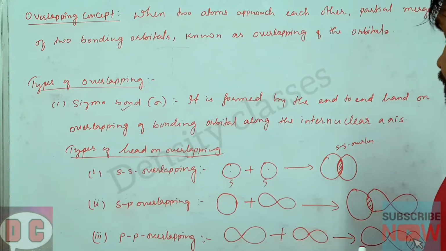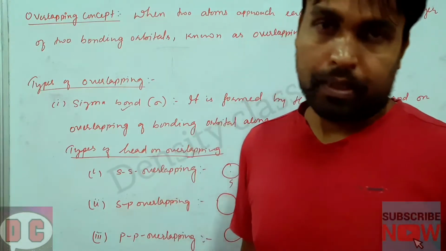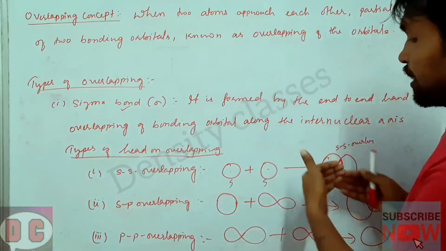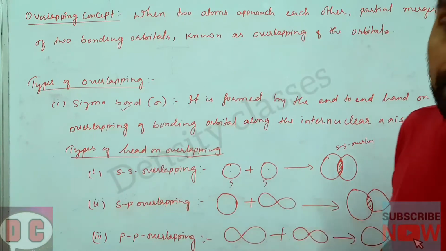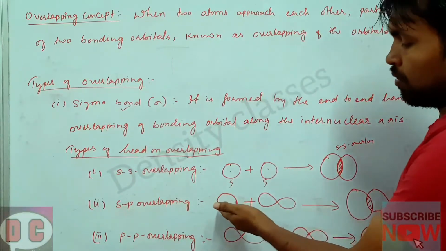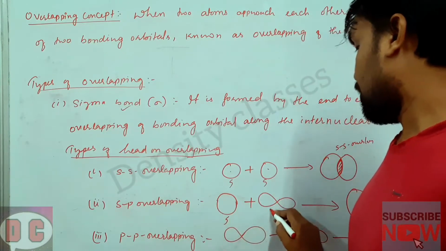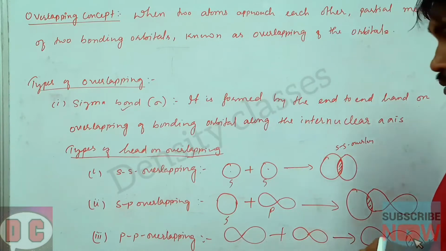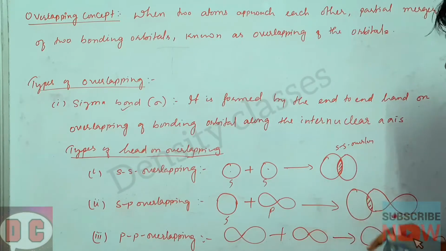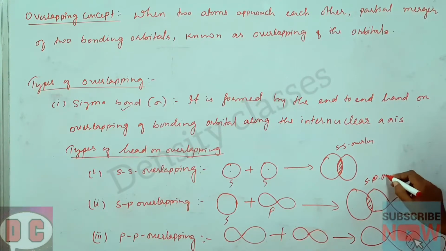The bigger the region of overlapping, the stronger the bond will be. Dear students, again I'm telling you, the more the region of overlapping, the more the strength of the bond. The second one is SP overlapping. Here one orbital is S and another orbital is P. When this S and P orbital overlap with each other, they lead to the formation of a sigma bond, and the overlapping is called SP overlapping.